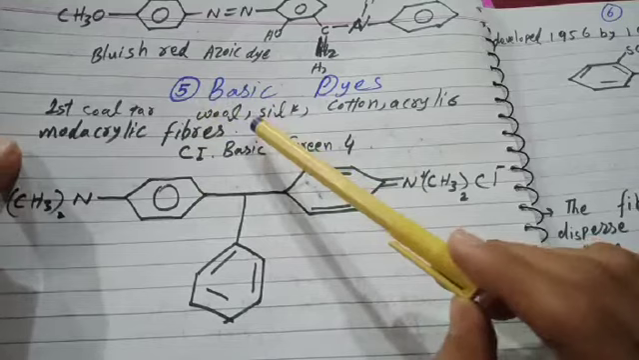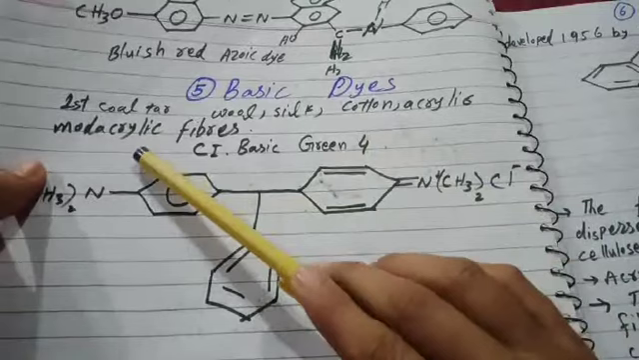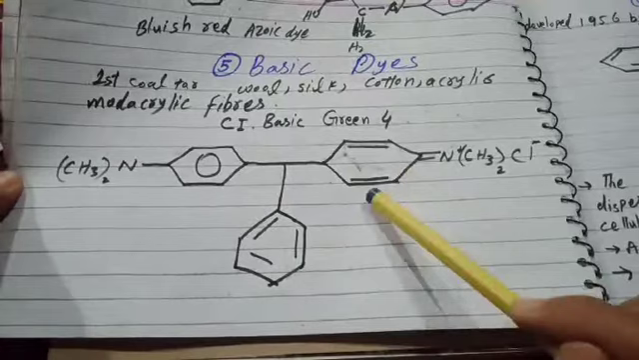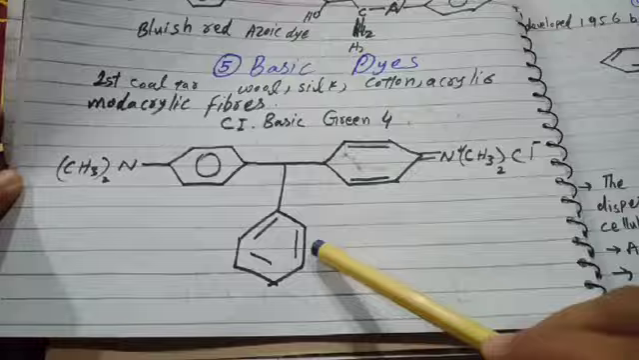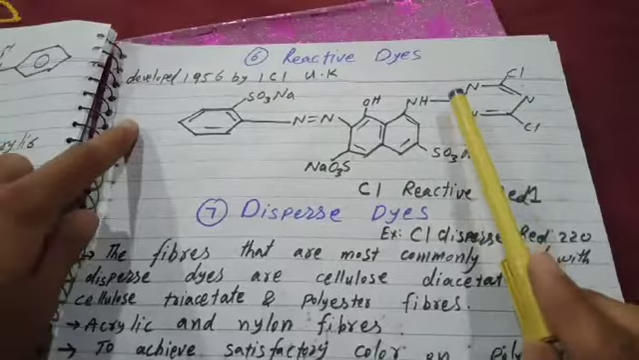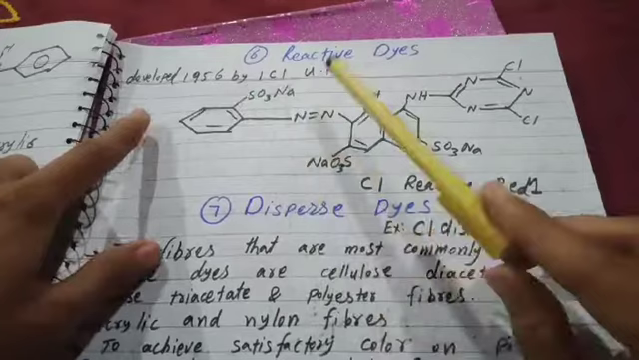This is applied on wool, cotton, silk, acrylic, and modacrylic fibers. CI basic green 4: (CH3)2N, benzene ring, into one benzene ring, N(CH3)2 Cl minus, and this is also a benzene ring. And sixth is the reactive dyes. The first reactive dye was developed in 1956 by ICI, UK.